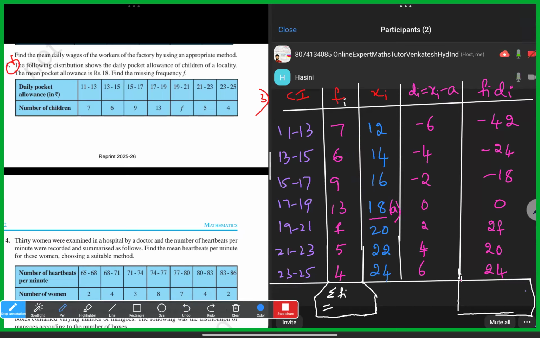7 plus 6, 13. 13 plus 9, 22. 22 plus 13, 35, 40, 44. So what is the value, Hasni? 44 plus f will be added like that. Okay, Hasni? Okay, sir. Because that is an unknown value, like plus x. Now Hasni, sigma fi di, this column.